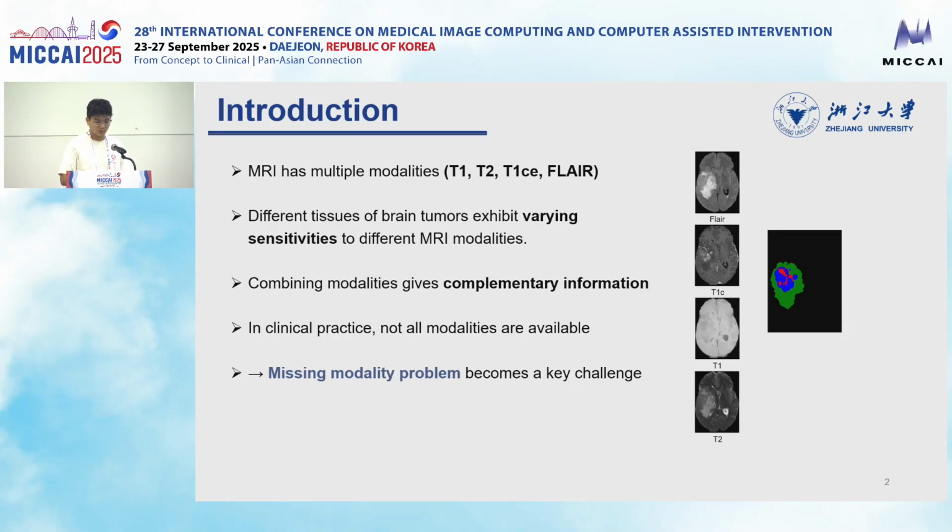And different tissues of brain tumors, like the red, blue, and green regions of the figure, have different sensitivities to different MRI modalities. So ideally, having all modalities will yield the best results for the brain tumor segmentation task. However, in real-world clinical practice, it is often impossible for us to obtain all the modalities due to high cost, making missing modality a significant challenge.